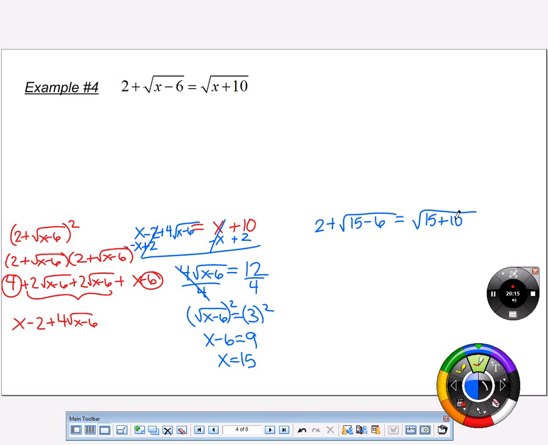Okay, so on the right side, the square root of 25 is 5. On the left side, 15 minus 6 is 9. The square root of 9 is 3. And 3 plus 2 is 5. That's good. Are we all right with the fact that we're still doing the same things we've done before, just in a more complicated situation? Okay, so same process, more work. Okay, more work doesn't mean harder. It means more time consuming, maybe.